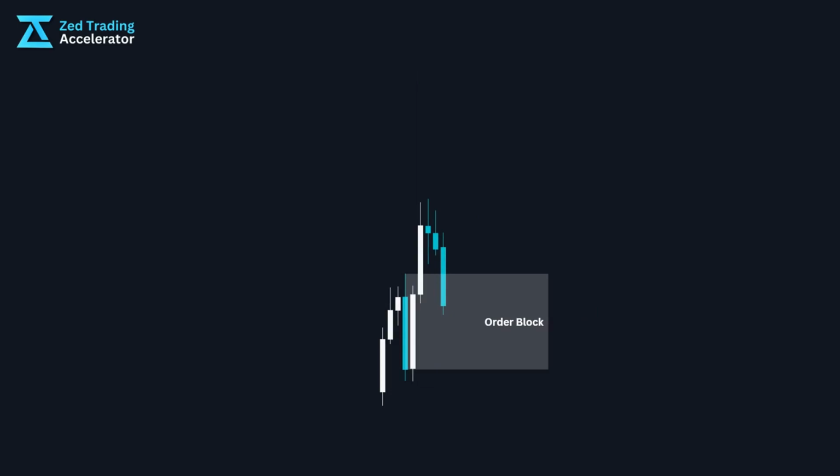And as we can see, the price retraces back into this order block. We don't want this order block to be disrespected. And as we can see, the price moved away from it very strongly. So this order block provided support in this price action.